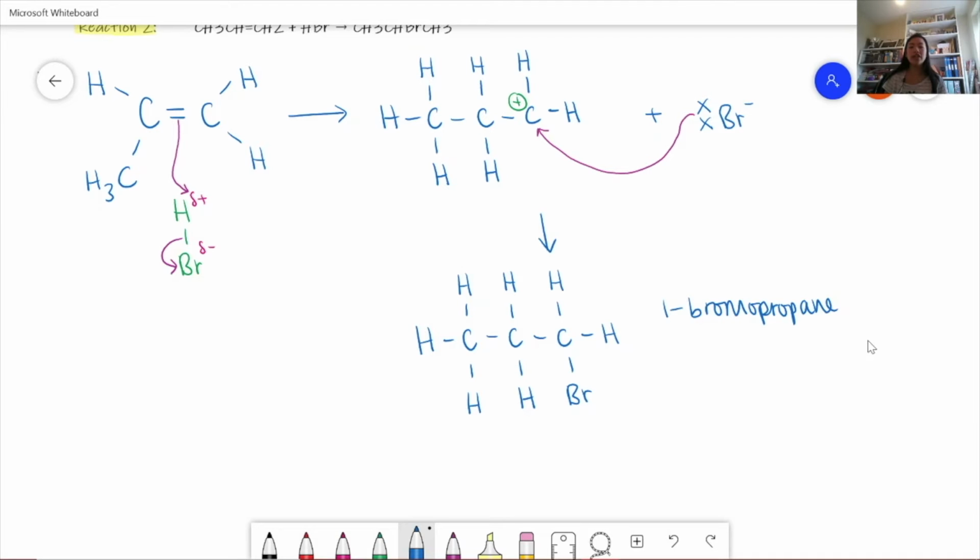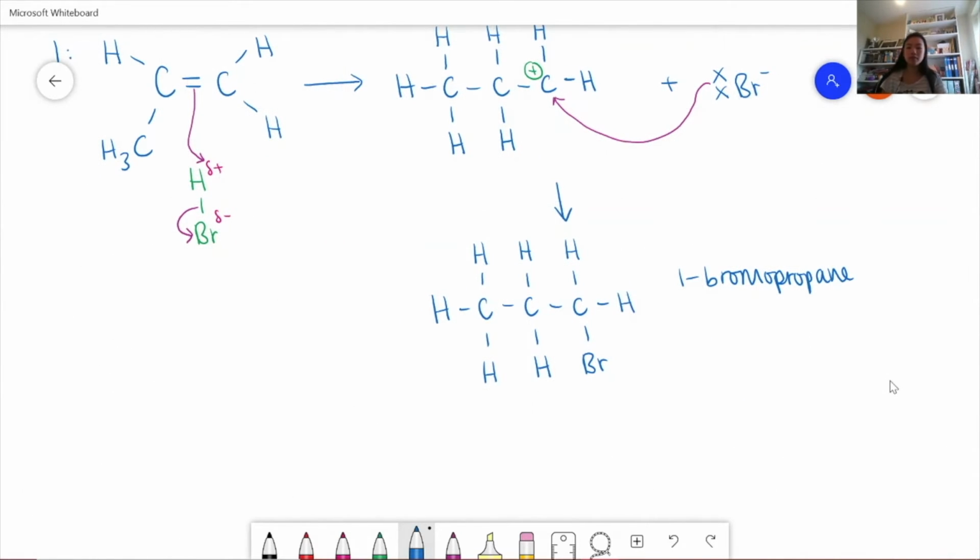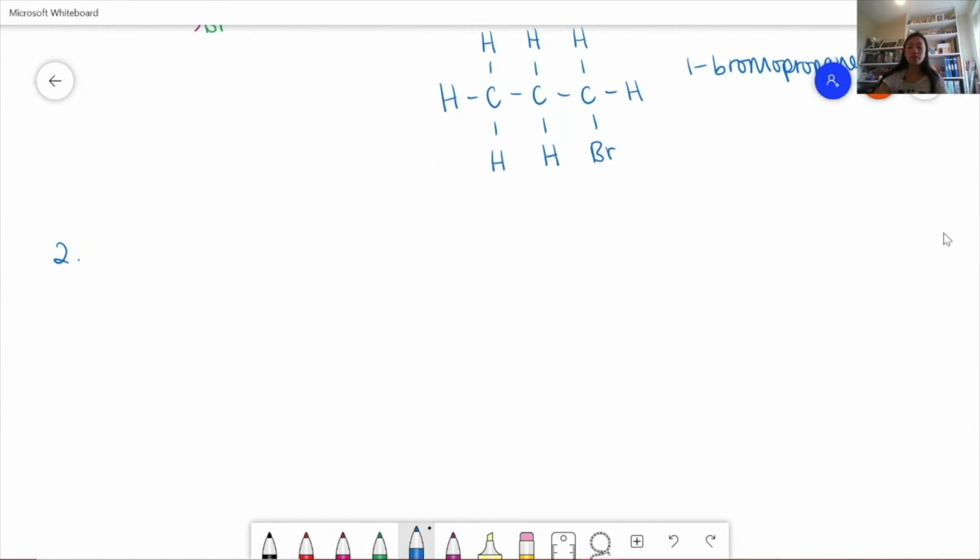But there's actually another reaction that we can get, which forms a different product. So now we're going to look at the mechanism of this second reaction. So again, we start off with the same thing. So we have a carbon-carbon double bond, hydrogen, CH3, another hydrogen, and another hydrogen. Then again, we draw the hydrogen bromide and put in the partially positive and partially negative charges.